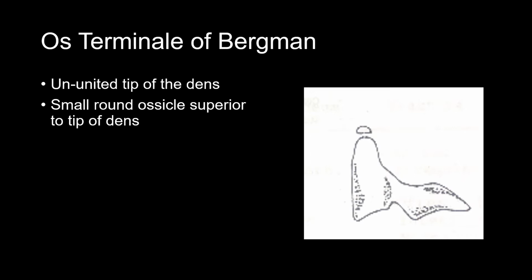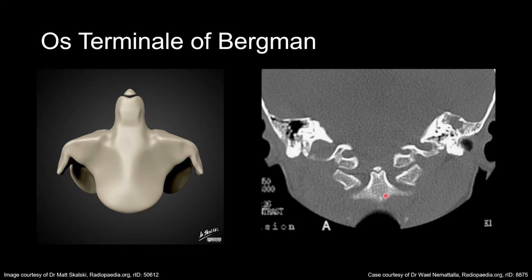The os terminale of Bergmann is an ununited secondary ossification center at the tip of the dens. You have to be careful not to confuse this with a fracture. CT is very helpful in determining this. Here is an example where you have that secondary ununited ossification center on a coronal CT slice through the dens, and you can see that V-shaped interface between the ossicle and the dens. And then here's an artistic 3D representation.